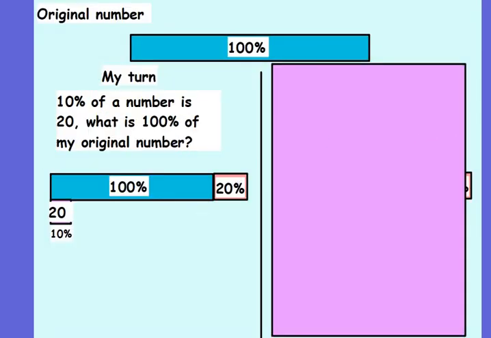Right, next step. We've worked out what 10% of a number is. What's 100% of my number? So I know that 10% of my number this time is 20. That's what we just worked out. What's 100% going to be? Now to do this, I need to multiply it by 10 to get 100%. 20 times 10 gives me 200.